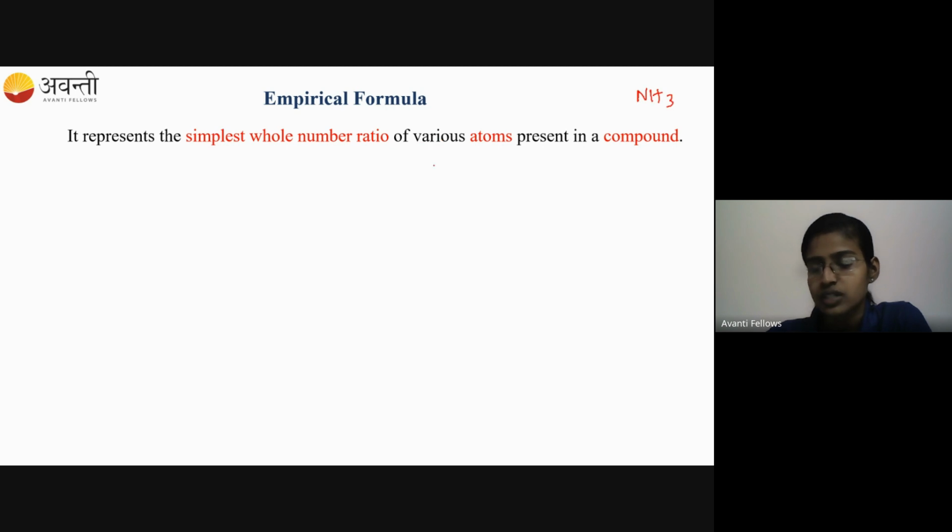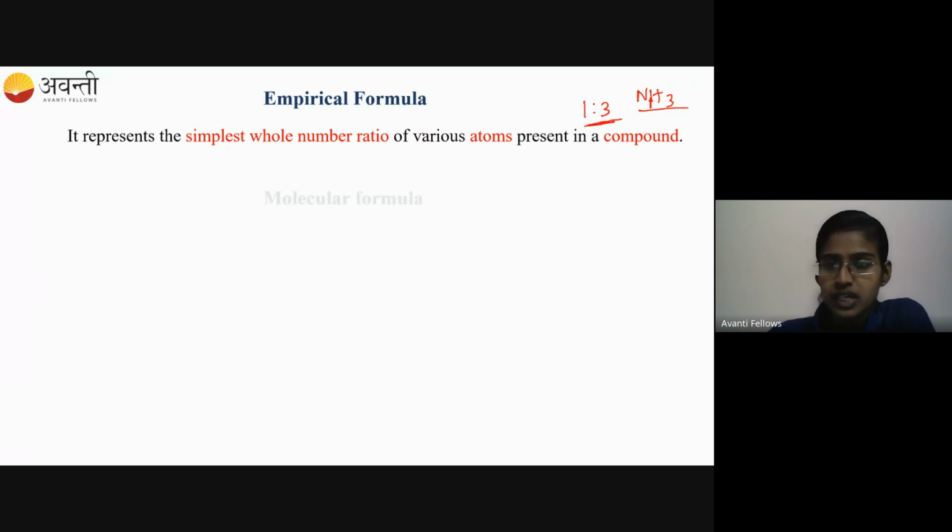If I take this ammonia, now what is the ratio for this nitrogen and hydrogen in ammonia? It is 1:3. They are in the whole number ratio. The simplest whole number ratio of various atoms present in a compound is called the empirical formula.